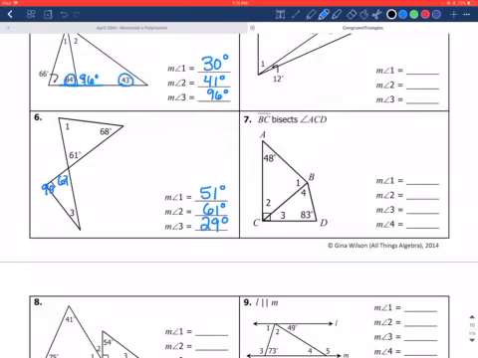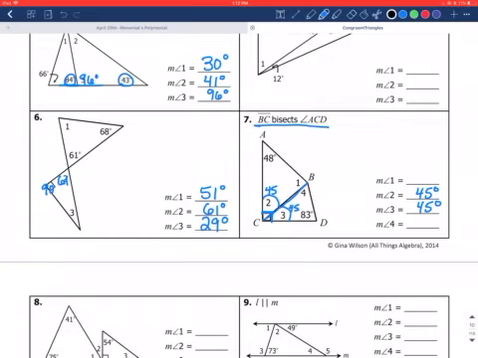All right, for number 7. The information it gives us is that BC bisects the angle ACD. So this line bisects ACD, which means that angle 2 and angle 3 are congruent. Now we also have a right angle down here. So we can just take that 90 degrees, split it in half, and we know that angle 2 and angle 3 are 45 degrees.